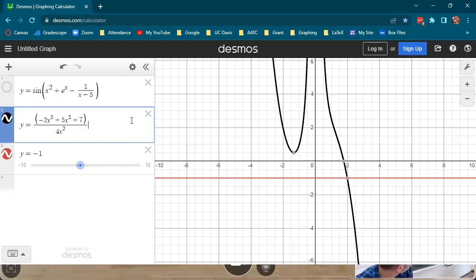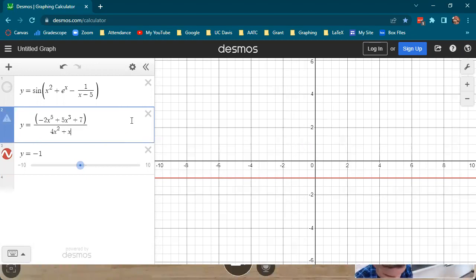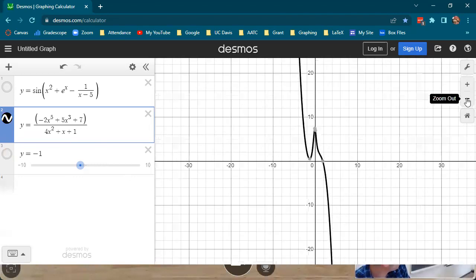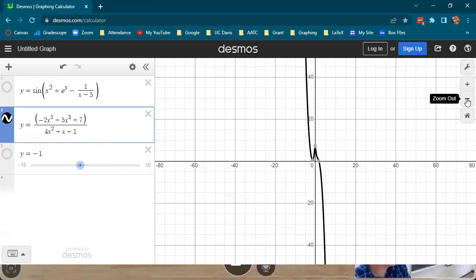Oops, don't do that, James. Cool. So there's your graph, and you can probably see even this zoomed in that as we go to the right, the graph goes down, down, down, down, down to negative, and as you go to the left, it goes up to positive. But if we zoom out a little bit, it's a little more obvious. Oh yeah, that's our behavior.